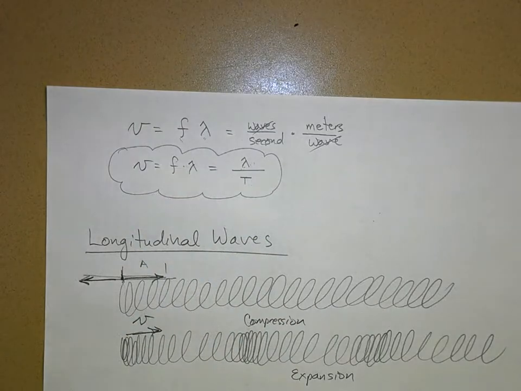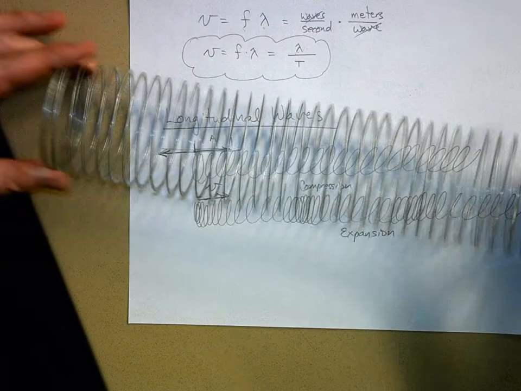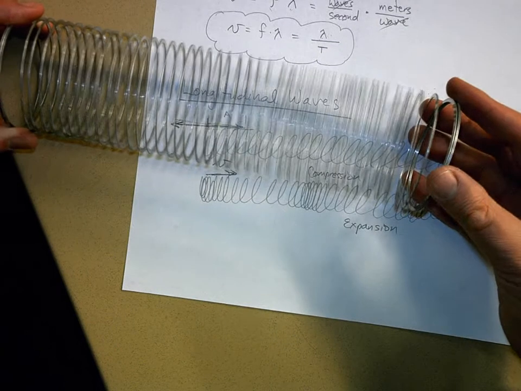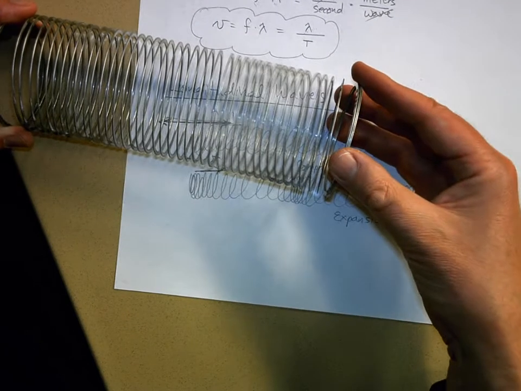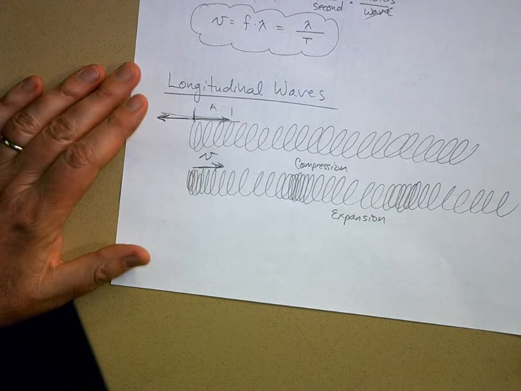And so here's a little slinky, and I'm going to send a longitudinal wave through it. Can't really see it that well under the camera, but you can see my hand, the way my hand is moving back and forth, and that's sending little compressions or expansions that move through the material. And just wait till after spring break, and we'll go over this again.